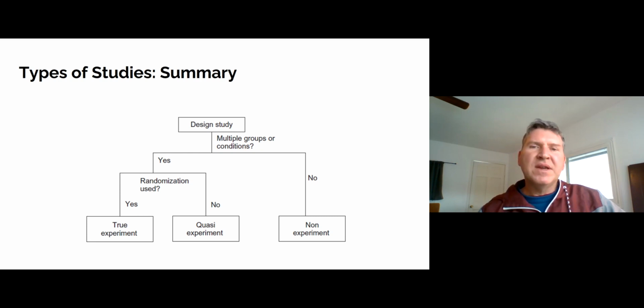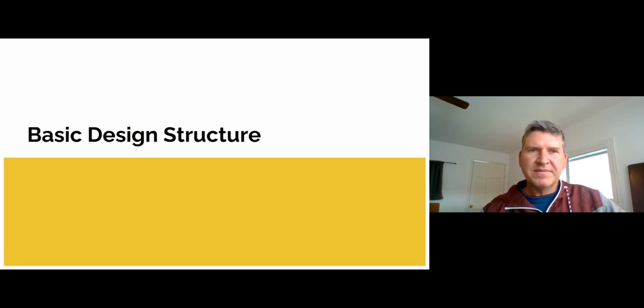Now, if we don't have multiple groups or conditions, basically what we're doing is we're making an observation. When we're making an observation, we cannot call that an experiment.